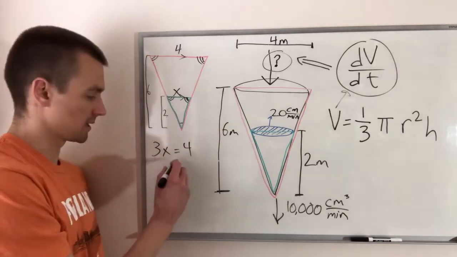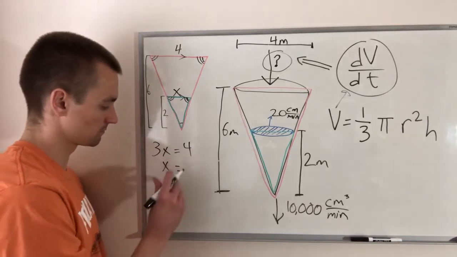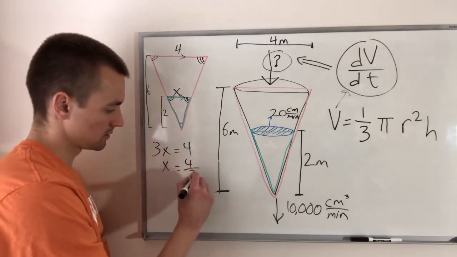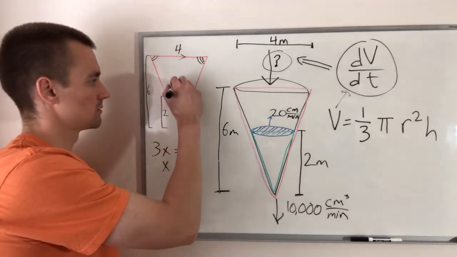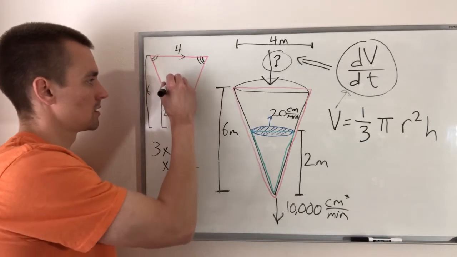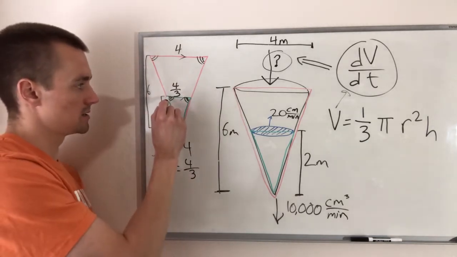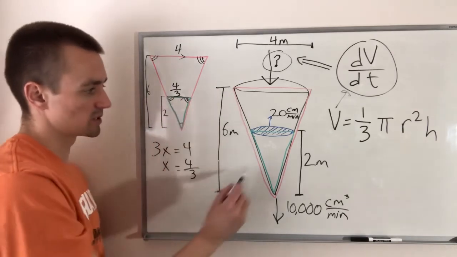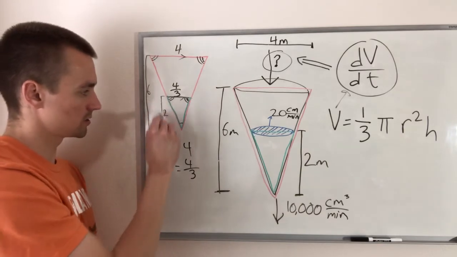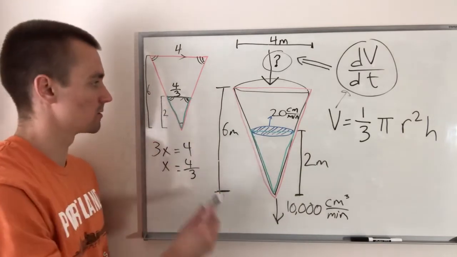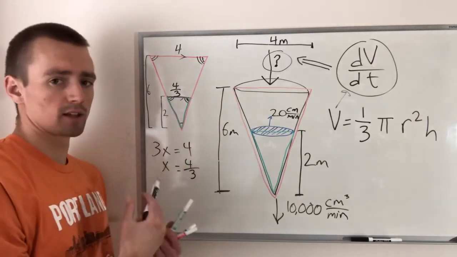Knowing that this is the case, we can solve this for x by dividing both sides by 3. So if x is 4/3, we know this side here will be 4/3. Now what we want to think about is this ratio between the diameter, right? This side just represents the diameter of this small cone, and this side just represents the height of this small cone. We know the ratio between the diameter and the height. That's what we want to figure out.